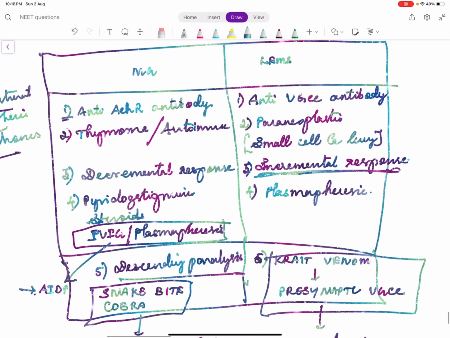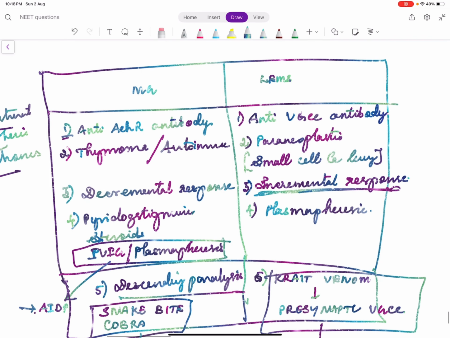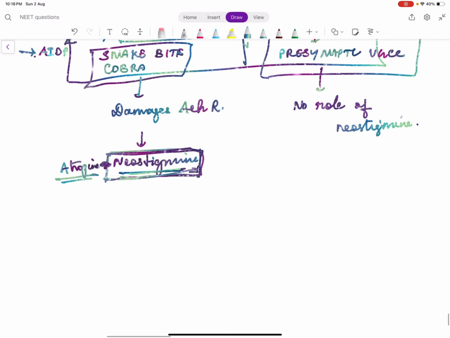Right? So this is how you should associate. So when we read OPC poisoning, try to read about myasthenia gravis also. Try to read something about snake bite also. Okay.